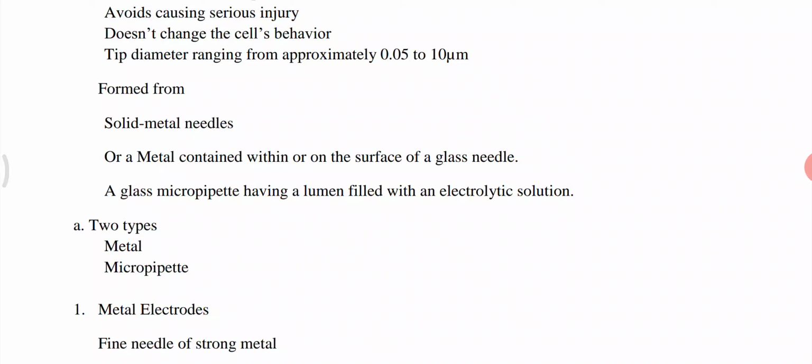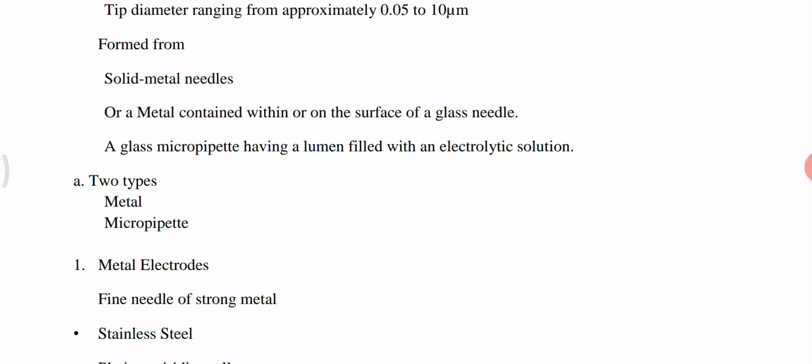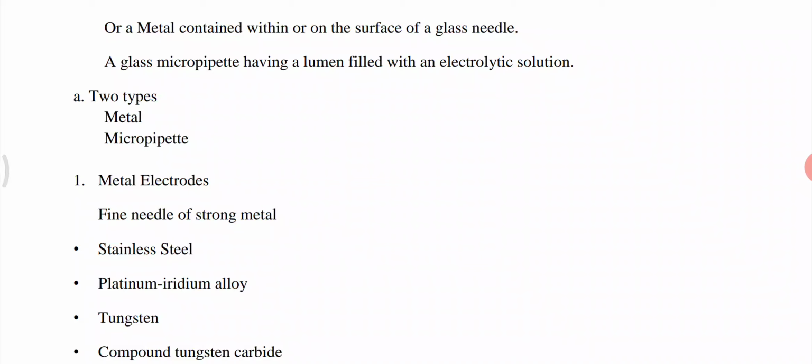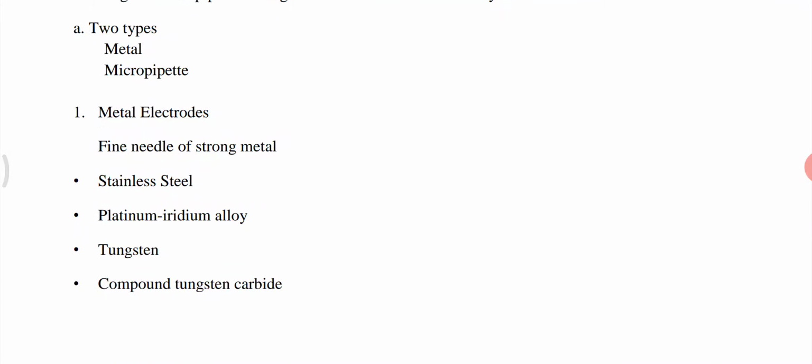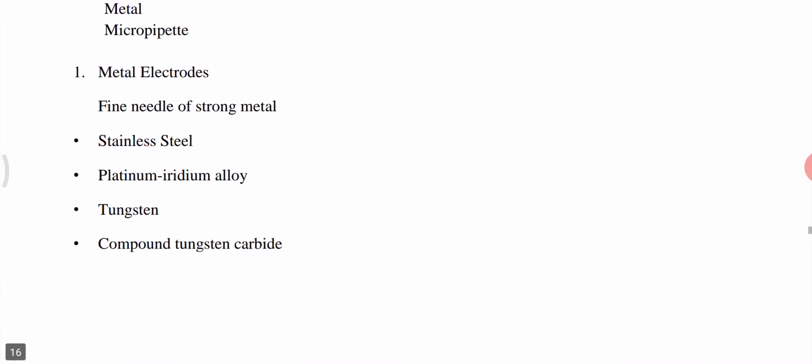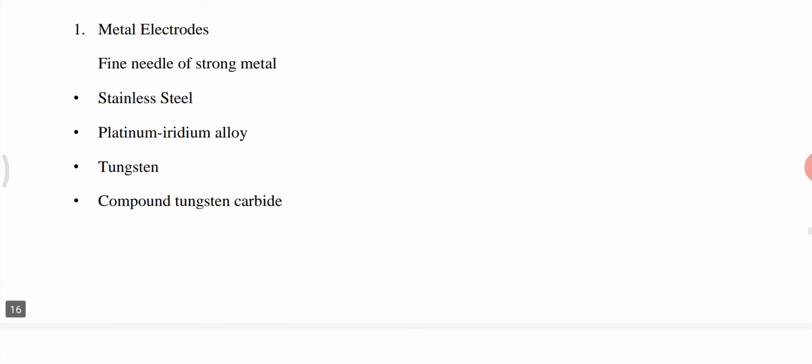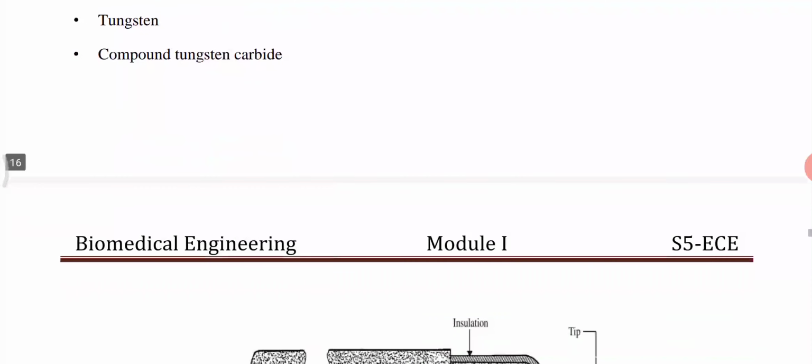And a glass micropipette having a lumen filled with an electrolytic solution. I already told you the two types, metal and micropipette. First of all, the metal electrode: in case of a metal electrode, they are formed by electrolytically etching the tip of a fine tungsten or stainless steel wire to a fine point. So it is a fine needle of a strong metal, made of stainless steel or a platinum-iridium alloy, and made of tungsten or a compound such as tungsten carbide.